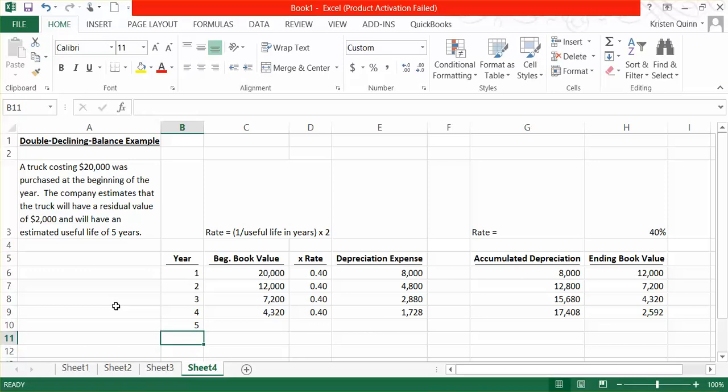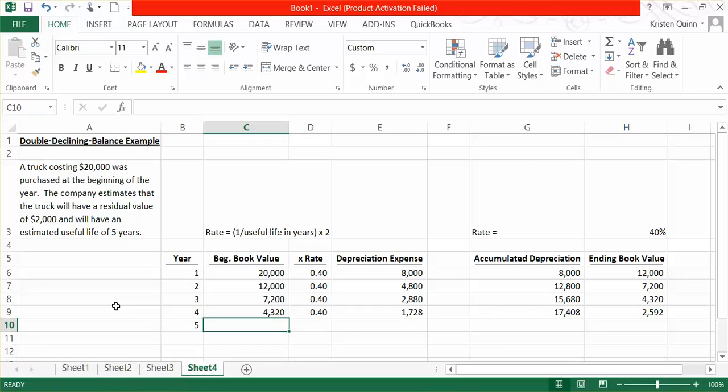Notice that so far we have not done anything with the $2,000 residual value. With the straight line method and units of output, we subtract away our residual value at the start. With the double declining balance method, we do not factor out the residual value until the last year of the asset's useful life. So in this case, the last year is year 5.